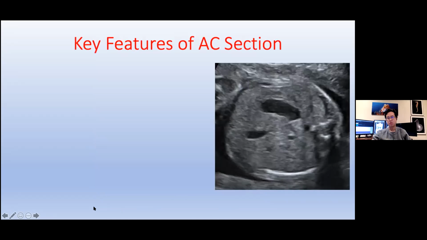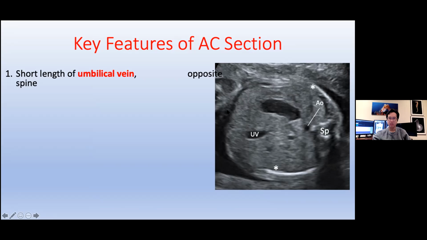Okay, so if we're looking at a still image of the abdominal circumference section, you have different fetal anatomic landmarks that we're trying to achieve. I'll just draw your attention. Here's the rib. These are the ossification centers of the spine, the stomach here, and that's your aorta. So ribs, aorta, and spine. Okay, this is a short length of the umbilical vein. Sometimes it makes this little curvature.